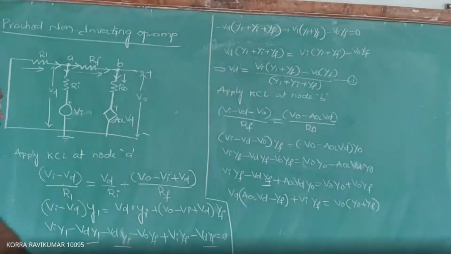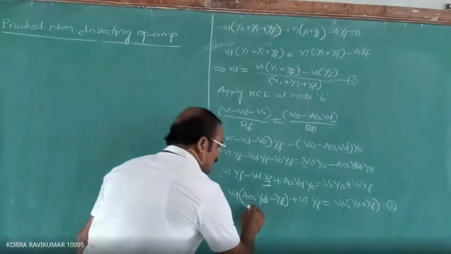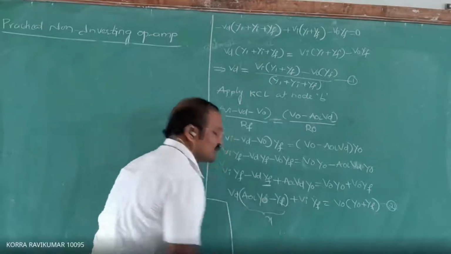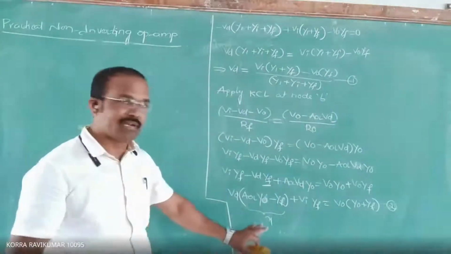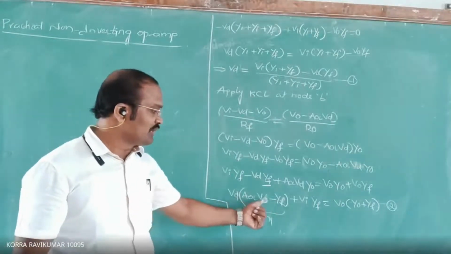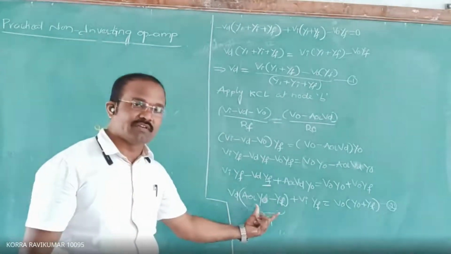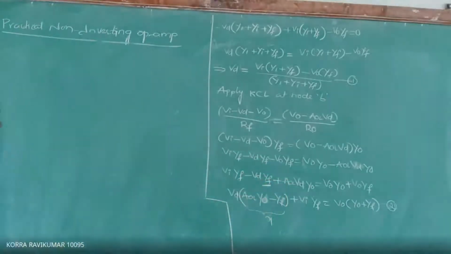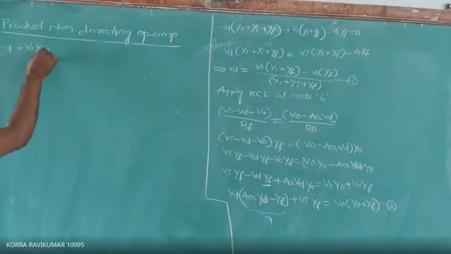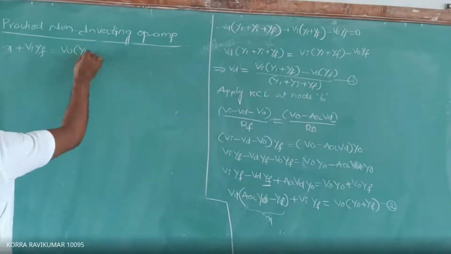And I have to simplify further. Consider AOL Y naught minus Yf as X for our convenience. Just temporarily consider that Vd into something is there: Vd into AOL Y naught minus Yf. Consider this factor, that is AOL into Y naught minus Yf, as X. So Vd into X plus Vi into Yf, which is equal to V naught of Y naught plus Yf.